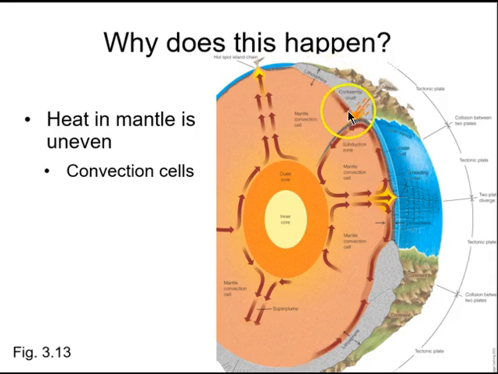You've got a plate right here. You've got this plate over here. They're colliding with each other right along here. So this is the convergent boundary. And one of them ends up basically being denser. And so it sinks down below the other one and it gets destroyed. And that sinks and causes what's called a convection cell. Okay?